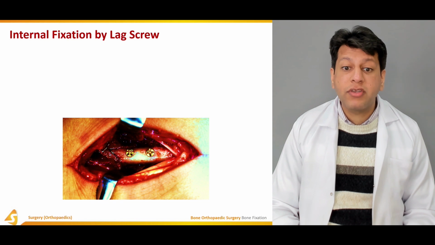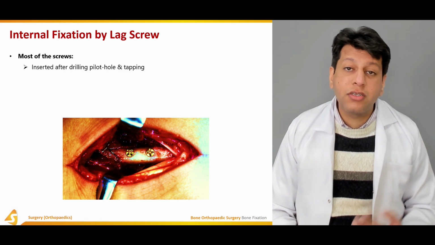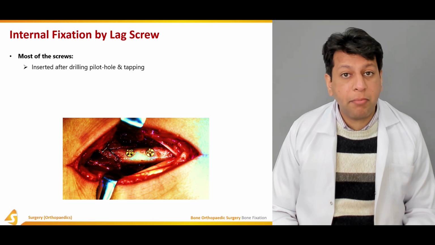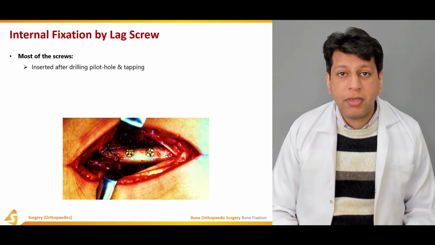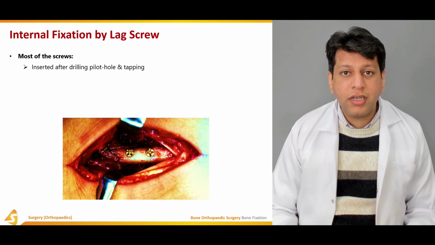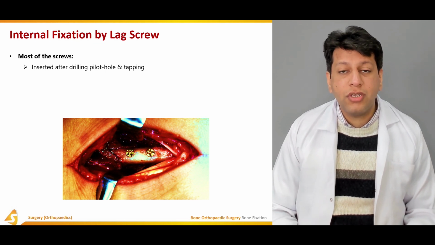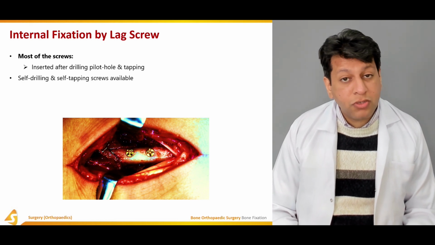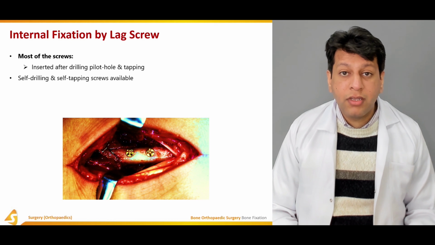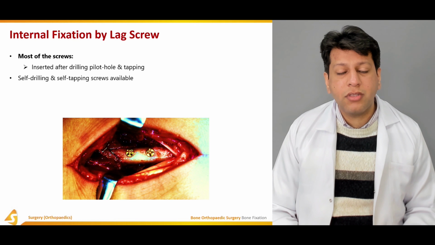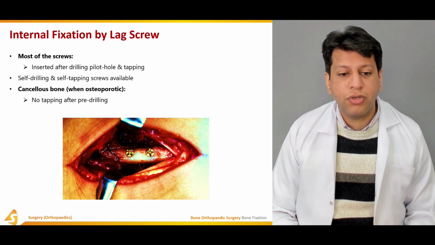Coming to internal fixation, most of the other screws can also be used, inserted after drilling a pilot hole and tapping it. Only some degree of tapping is done so that the screw can be inserted in a certain direction and there is no change of direction when we are inserting the screw. Self-drilling and self-tapping screws are also available and can be used. Instead, we do not have to pre-drill the hole in the bone and then pass the screw on it.